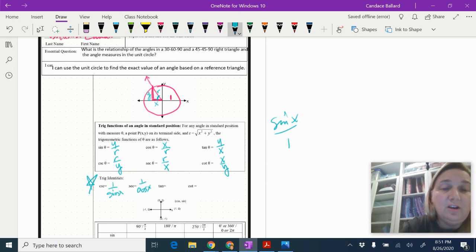The tangent and the cotangent, the tangent is 1 over cotangent, and the cotangent is 1 over tangent, but I don't want reciprocal identities there. I want to be able to put things in terms of sine and cosine because my unit circle is going to be set up for that. So my tangent is the sine of x divided by the cosine of x. The cotangent is the reciprocal of that, the cosine of x divided by the sine of x.